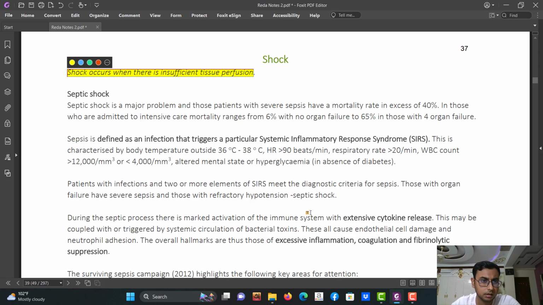And the last and most important one is septic shock. More infection can cause more chances of deterioration or multiple organ damage. Like I already said about the systemic inflammatory response, SIRS has some criteria: body temperature below 36 or above 38, heart rate more than 90 beats per minute, respiratory rate more than 20, and WBC count more than 12,000. Altered mental state or hyperglycemia can also cause SIRS. So septic shock is a major problem. Severe mortality rate is 40%.